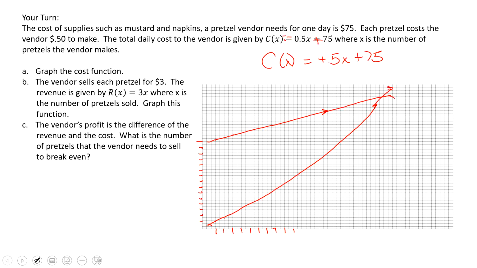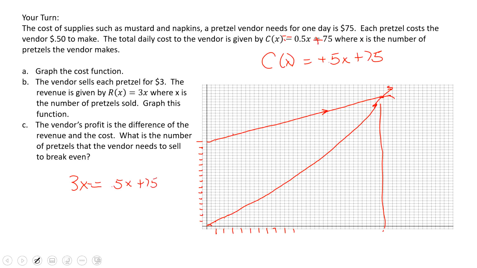Not the best graph. So the profit here now is the difference between those two. So we can figure out how many pretzels we need to sell. Well, it's going to be this point out here, whatever that value is. I don't know from the graph because my scale is kind of wonky. But algebraically, to break even, I have to have my cost of the pretzels I sold. The sales from pretzels is 3x, has to equal 0.5x plus 75.